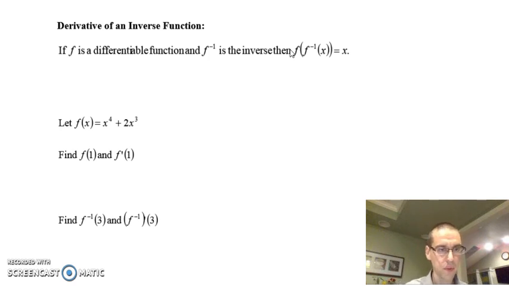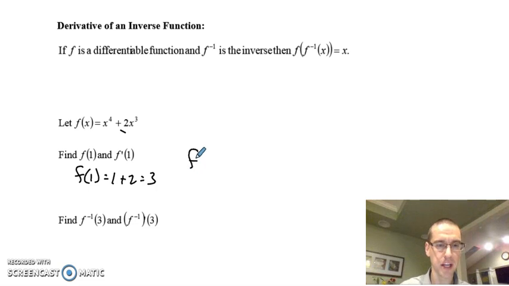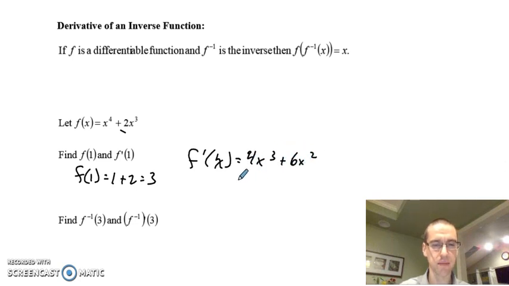So, if we have f of x equals x to the 4th plus 2x cubed, this is the beginning problem, it's going to lead us. Find f of 1. Well, f of 1 equals 1 plus 2, 3. Find f prime of 1. Well, let's find f prime of x first. 4x cubed plus 6x squared. So f prime of 1 equals 4 plus 6, which equals 10.